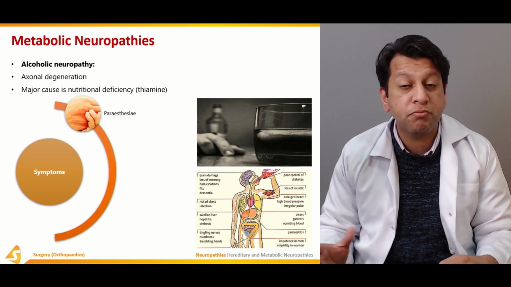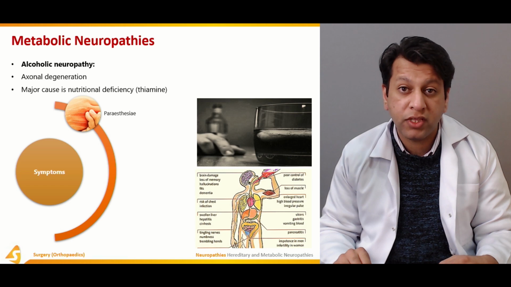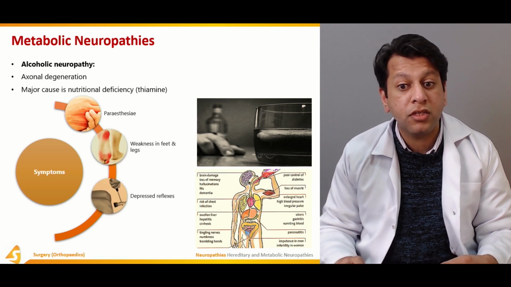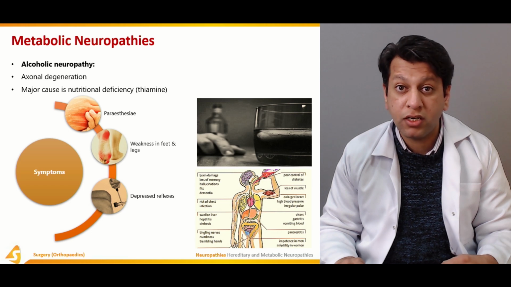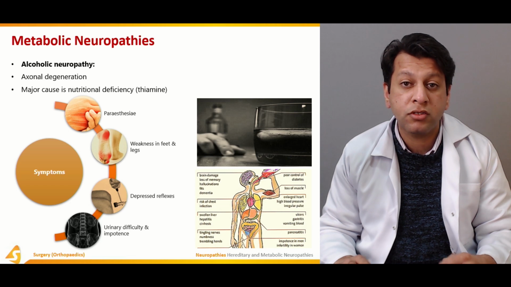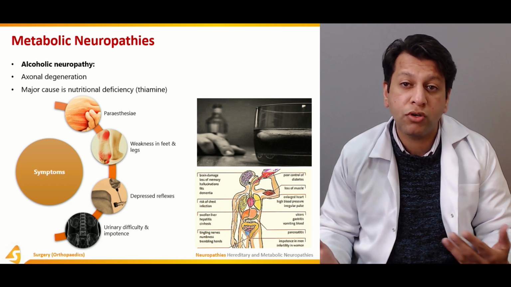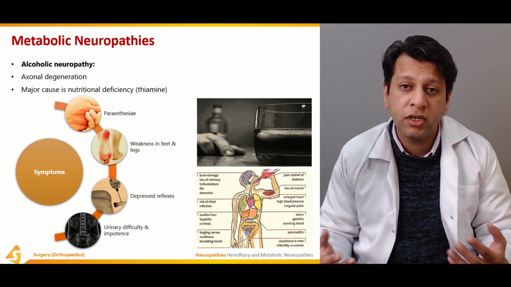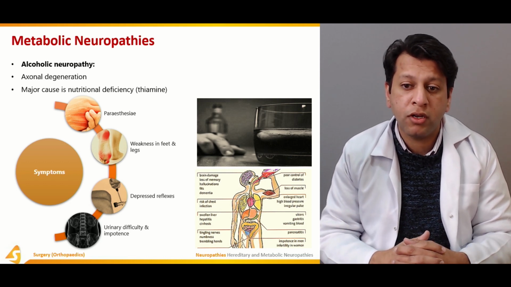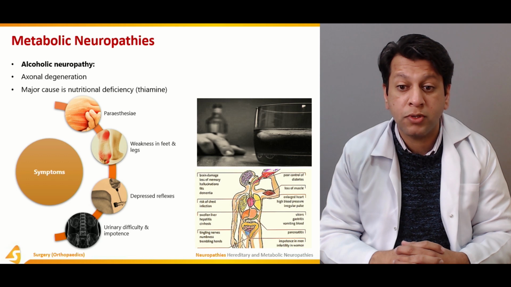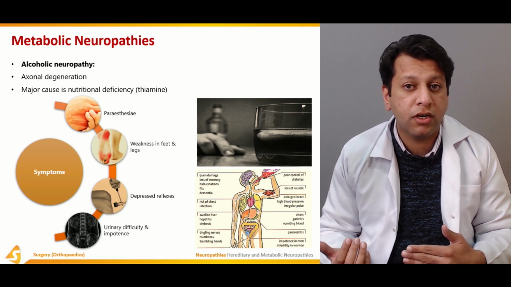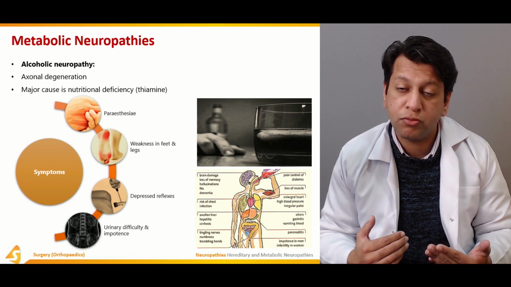Symptoms include paresthesias, as with any nerve, and weakness in the feet and legs. There may be hyporeflexia, or decreased reflexes, and there may be urinary difficulty and impotence. If it involves the genitourinary nerves, especially the pudendal nerve, this may be associated with impotence or erectile dysfunction as well. The problem, as we know, is basically the alcohol, which is the underlying problem. Therefore, that has to be addressed.